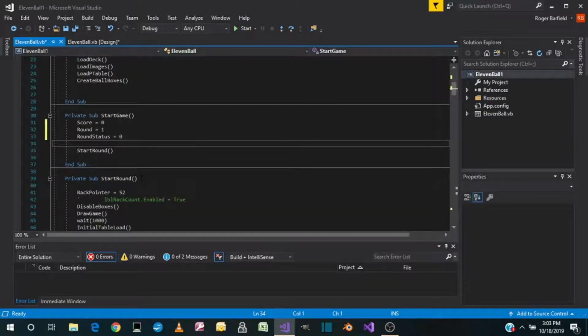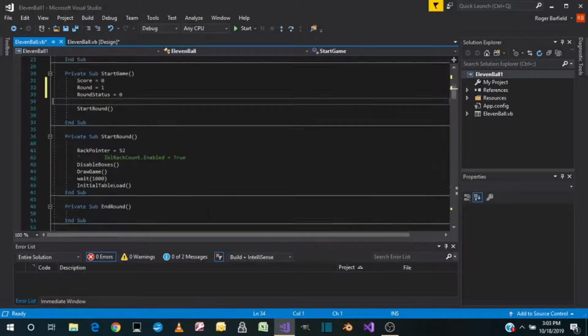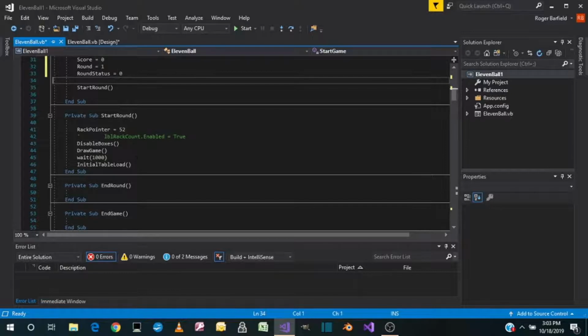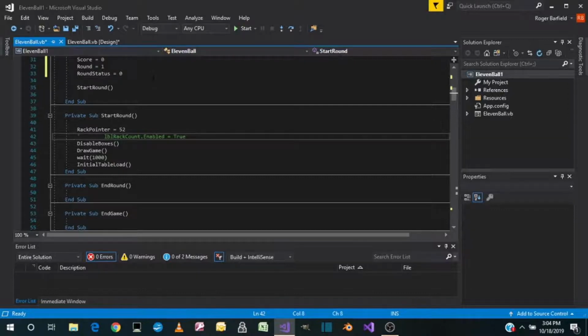We don't want to reset the score during each round because the score needs to stay. Now, there's other stuff during the round we'll need to reset when this round starts, which we've already got some. Oh, by the way, remember when we were going through the rack and if we ran out of balls, we disabled it. So we need to re-enable that. That's that right there. We need to re-enable selecting the rack ball in the rack count.